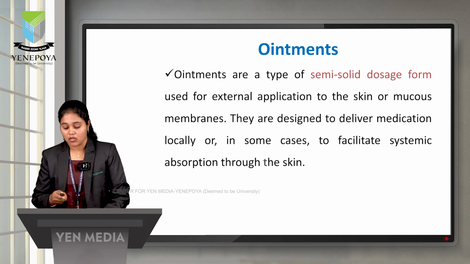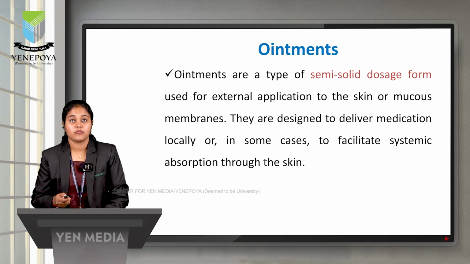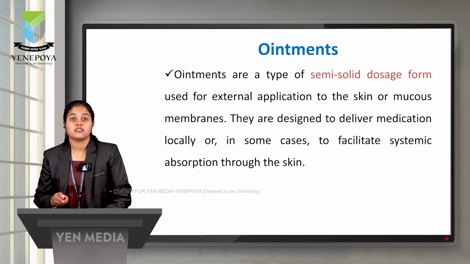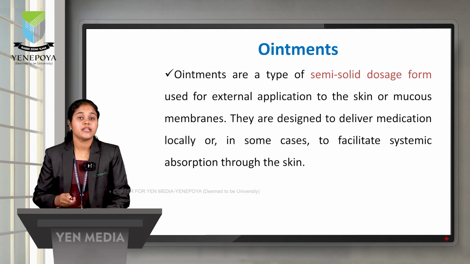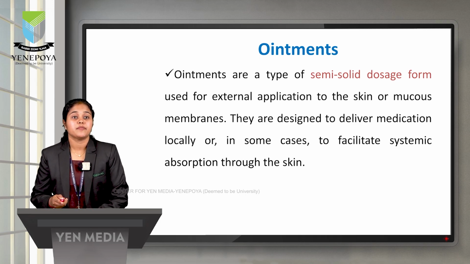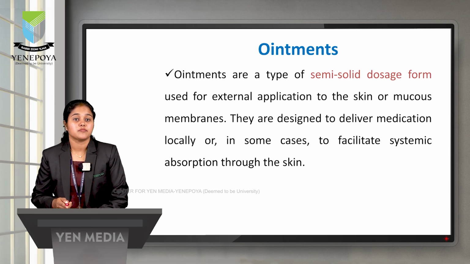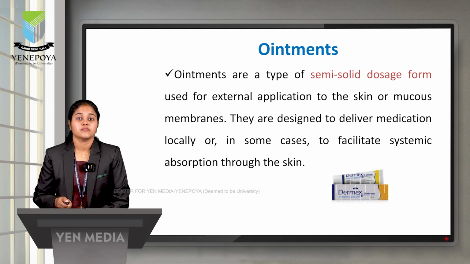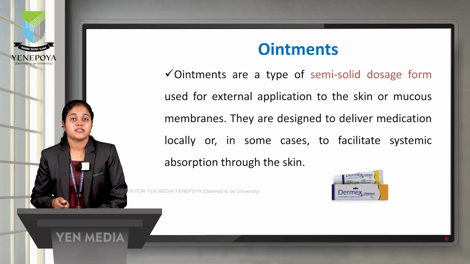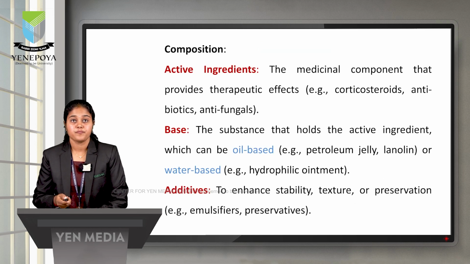The next is the semi-solid dosage form. We can take one example for a semi-solid dosage form, that is ointments. Ointments are a type of semi-solid dosage form used for external application to the skin or mucous membranes. They are designed to deliver medications locally or in some cases to facilitate systemic absorption through the skin. Dermix is one ointment which is mainly an example of the semi-solid dosage form.